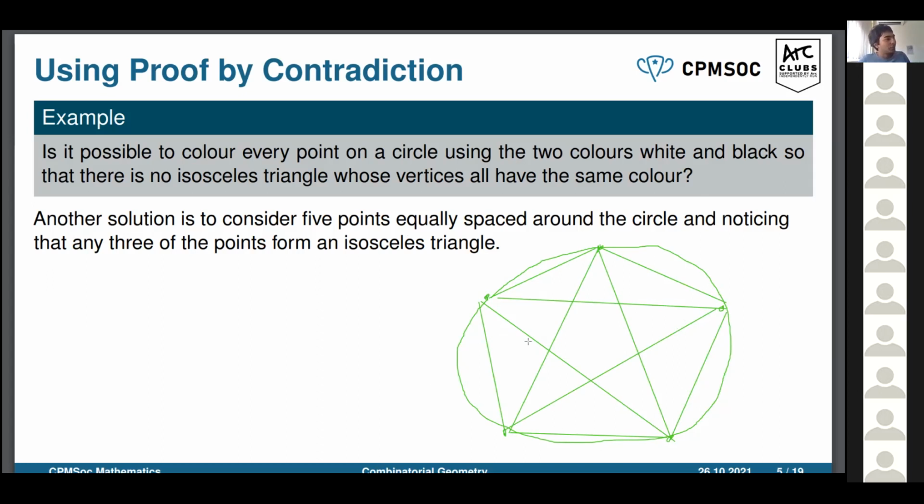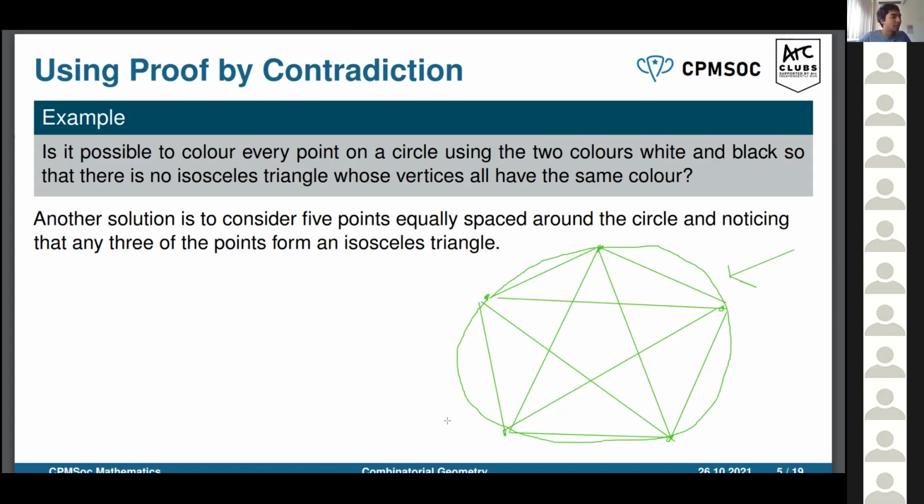However, by the pigeonhole principle, since you have 2 colors and 5 points, there must be one color that's used at least 3 times. So this means just this regular pentagon setup makes it impossible to color all the points white and black.